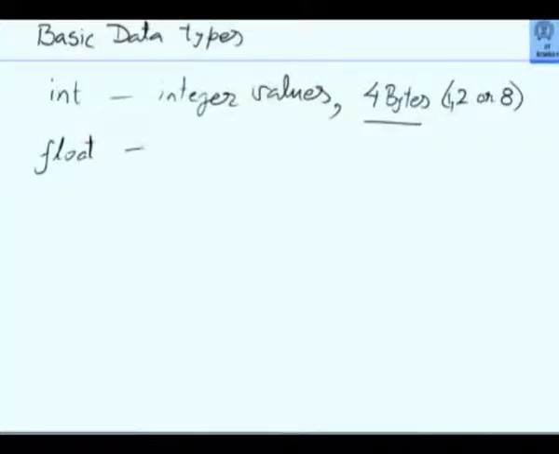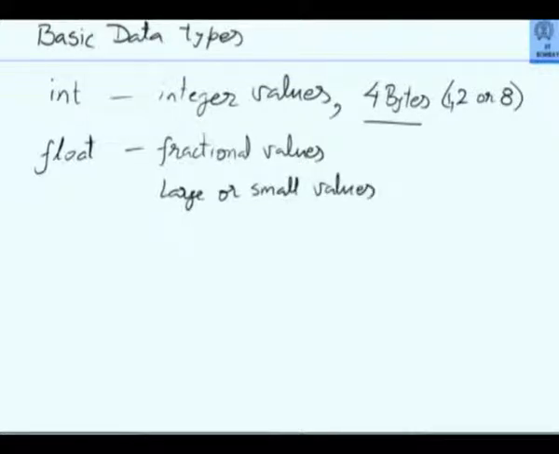Then there is a float data type. It typically has fractional values, and it also has large or small values. How many bytes does a float occupy? 4 bytes. Although optionally it can have 8 if you just say double. So double is 8 bytes, but we have been mostly using 4-byte floating point.